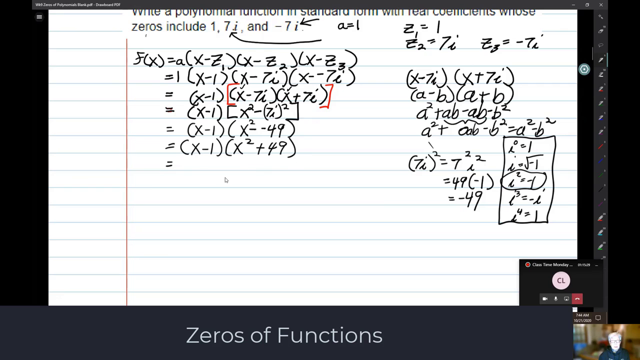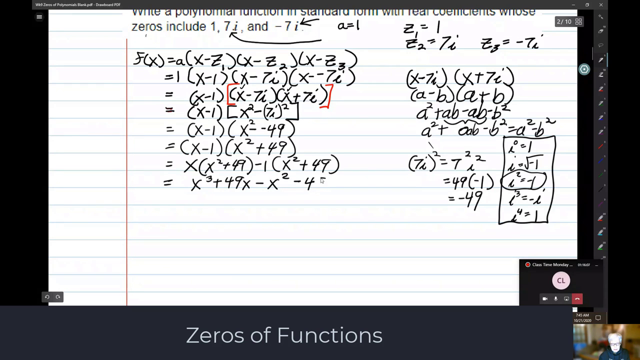Okay, now I'm just going to multiply these, since this is a binomial and this is a binomial. I'll have x times x squared plus 49 minus 1 times x squared plus 49. That will give us x to the third plus 49x minus x squared minus 49.